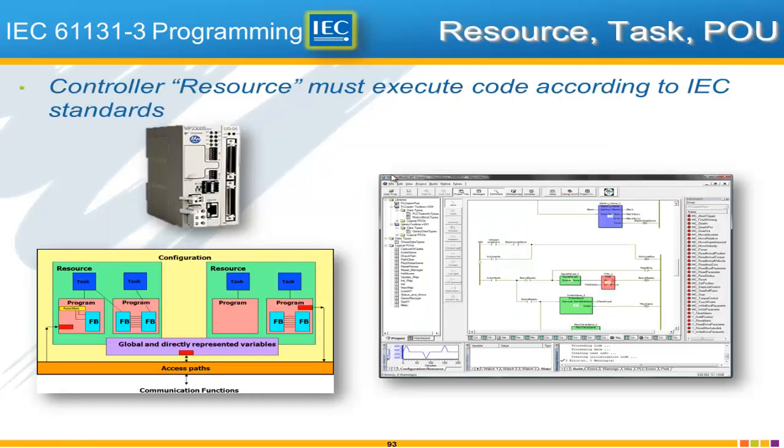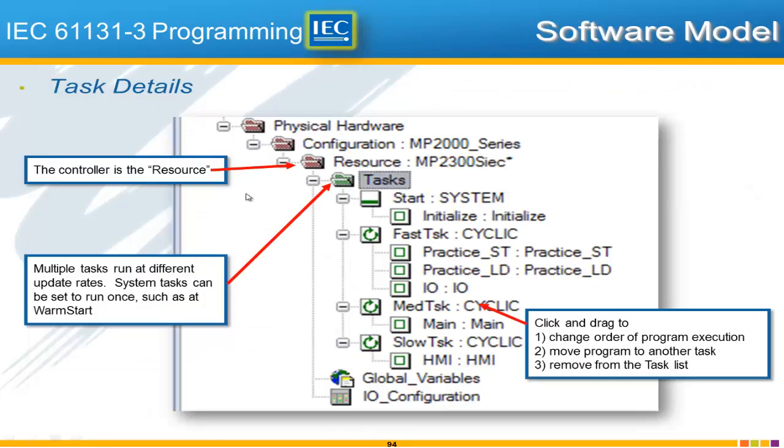Every resource or controller, or simulator in our case, must execute the code according to the standards of IEC 61131. And that's what we see inside of the resource folder: we see the execution, and we see the global variables and the I/O configuration. So these three components are defined by IEC 61131. If you go to any other software, any other manufacturer that claims IEC 61131, they will also have a resource folder with tasks, global variables, and I/O configuration.